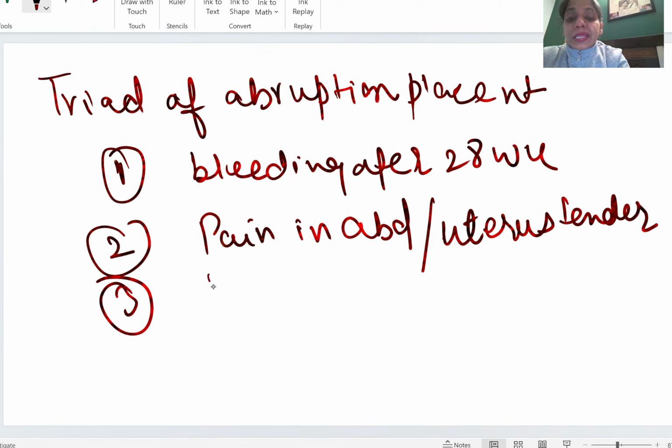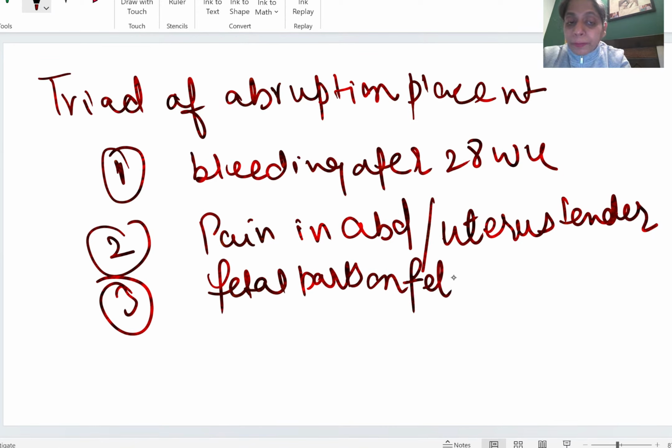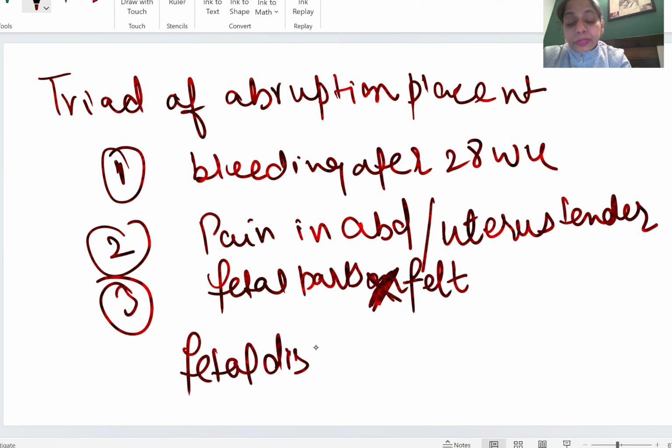Or you can say that fetal parts are not felt, because fetal parts are felt only in a soft abdomen. Fetal parts not felt. So: bleeding after 28 weeks, pain in abdomen, uterus tender, fetal parts not felt. Third is fetal distress. If you know these three things, then I'm sure that you will diagnose abruptio placenta.